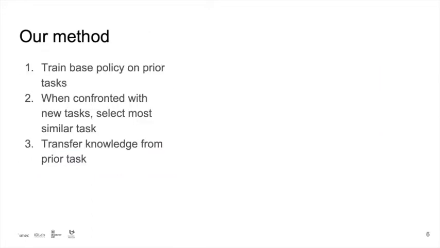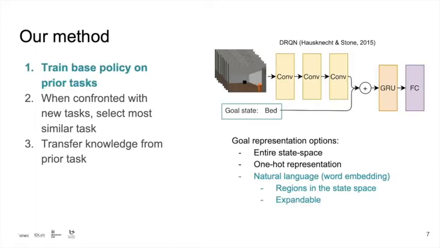Our method consists of three parts. We first train a base policy on some prior tasks. Then, when we are confronted with a new task in a lifelong learning setting, we select the most similar task, and in the final stage, we transfer the knowledge from this selected prior task to the novel task.